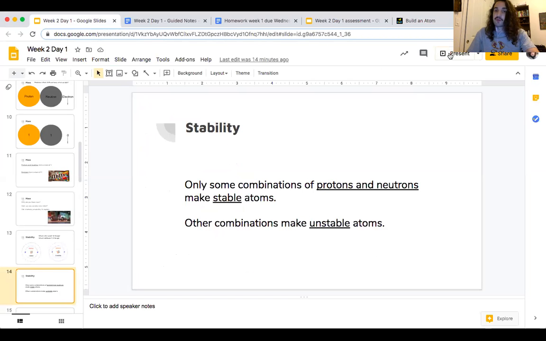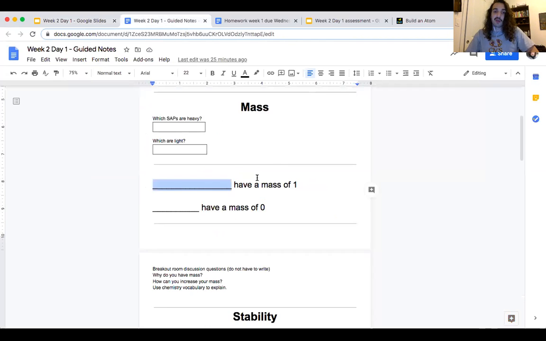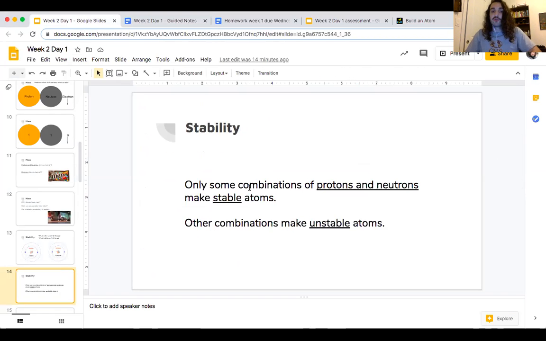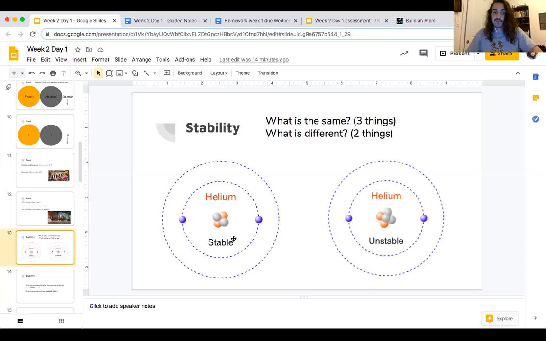So again, here is a moment where you can pause and get down these notes, because those are going to be on your guided worksheet right here under stability. Only some combinations of protons and neutrons make stable atoms. Other combinations make unstable atoms. Just like we saw up here, 2 protons, 2 neutrons, stable. 2 protons, 3 neutrons, unstable. This is a stable combination of protons and neutrons. This is an unstable one.